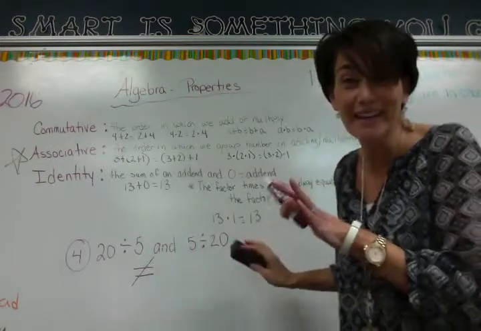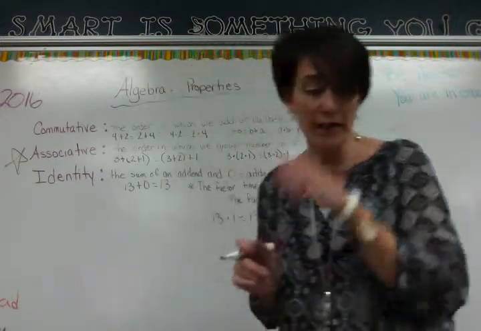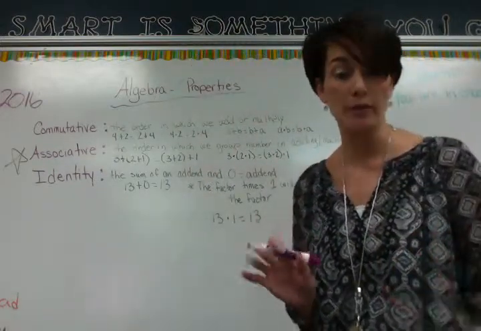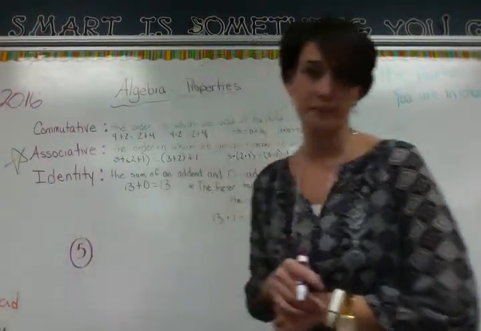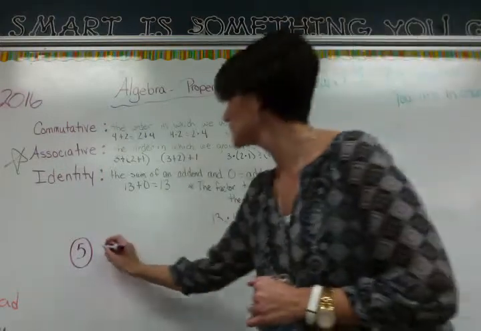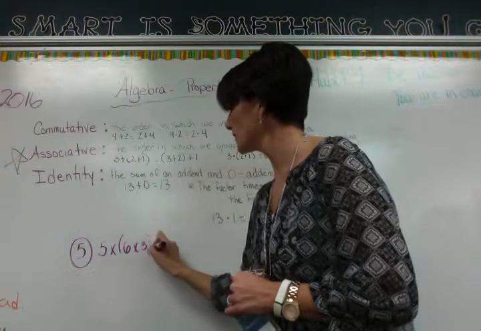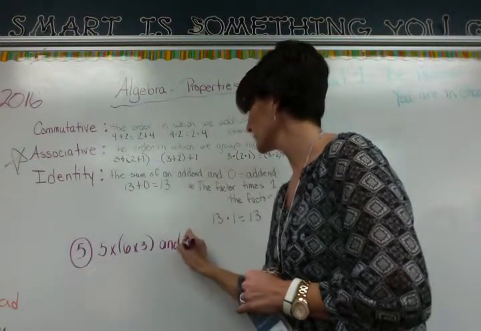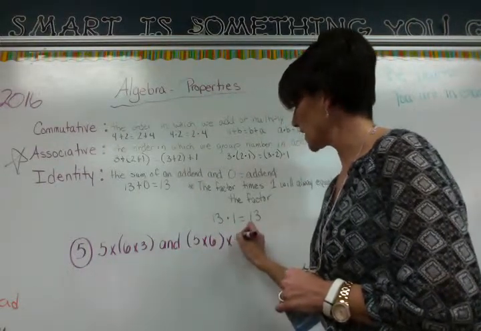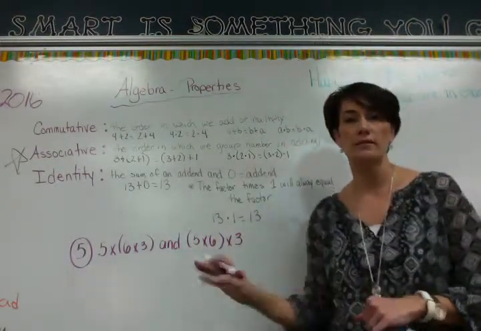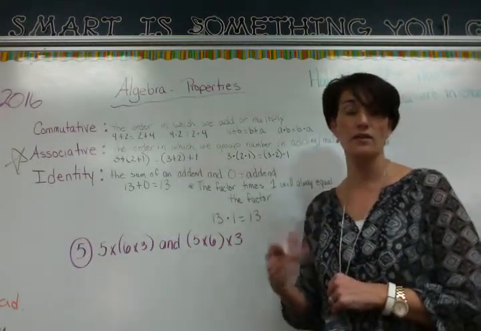All right, hopefully this is getting a little bit easier for you. I'm going to give you one that I want you to do with your table, and then we're going to go into some story problems. So number 5. The problem looks like this. 5 times, in parentheses, 6 times 3, and 5 times 6, in parentheses, times 3. So go ahead and take a moment to write the problem down, figure out if the two equations are equivalent, and then tell me what property, if they are, and if they're not, why not?